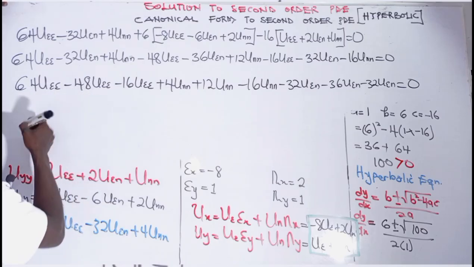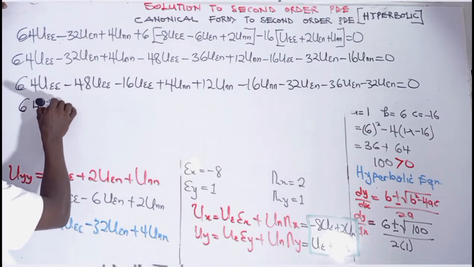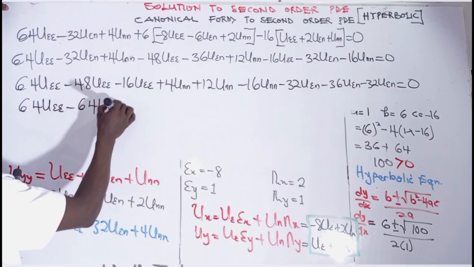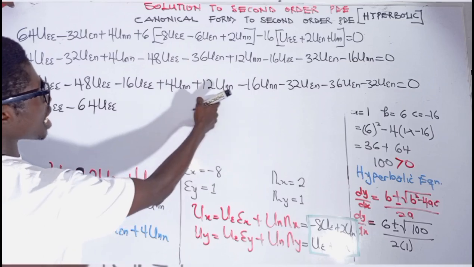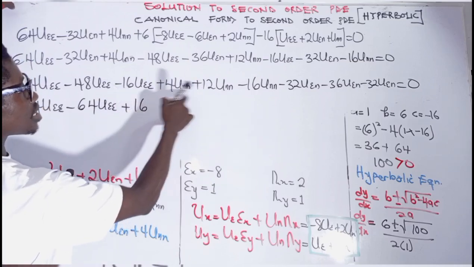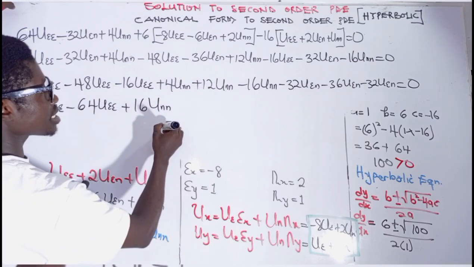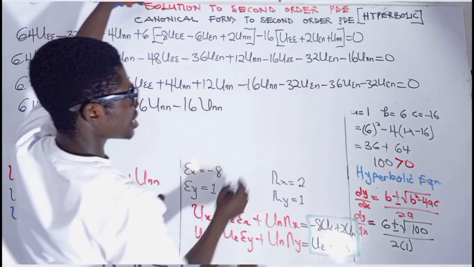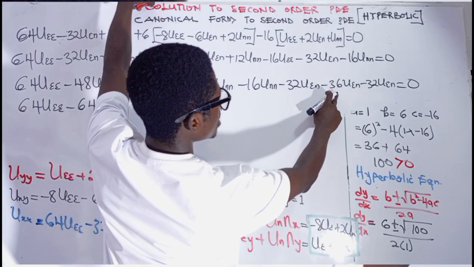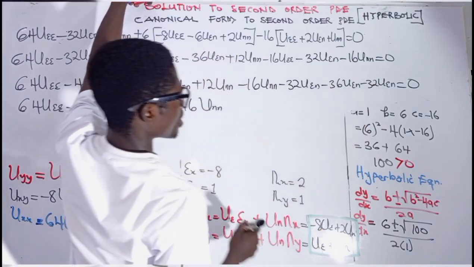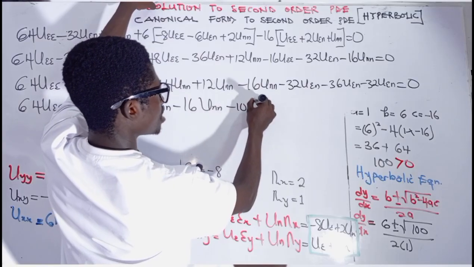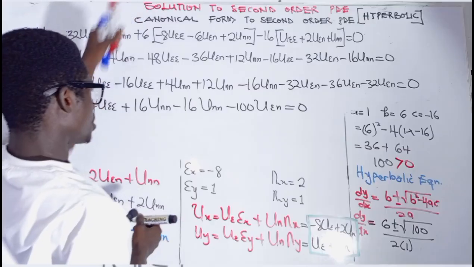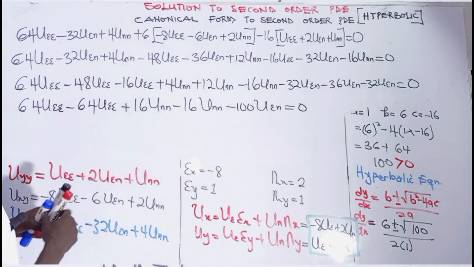So from here, we have 64 u xi xi, and this will give us minus 64, right? u xi xi. We also have eta eta, this will give us 16 u eta eta, then we have minus 16 u eta eta. Then we have 32, 36, 32. What are you getting? You are getting minus 100 u xi eta. All of this is equal to what? 0.